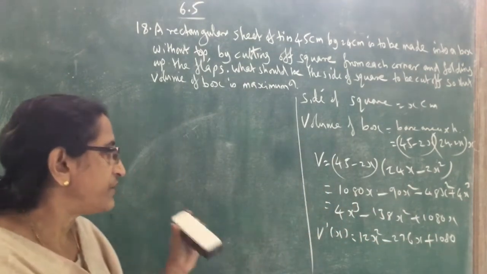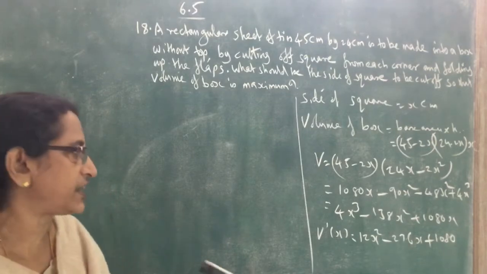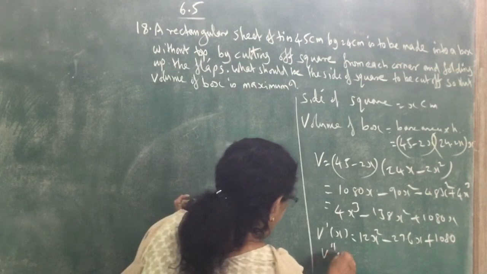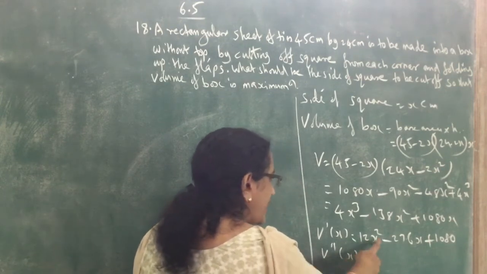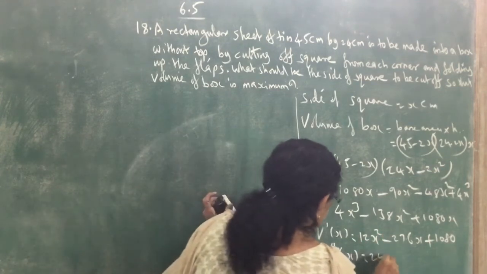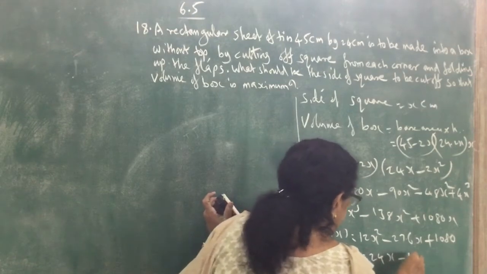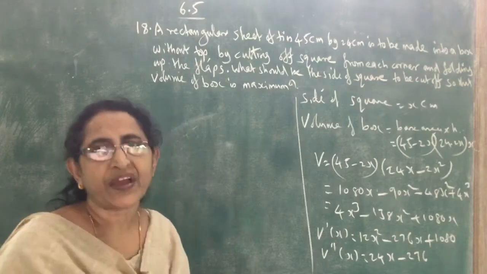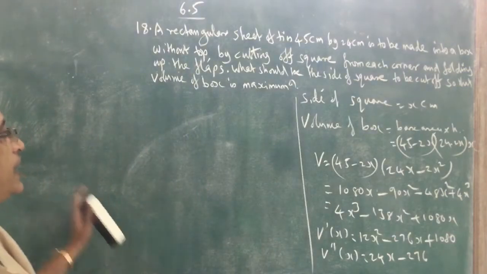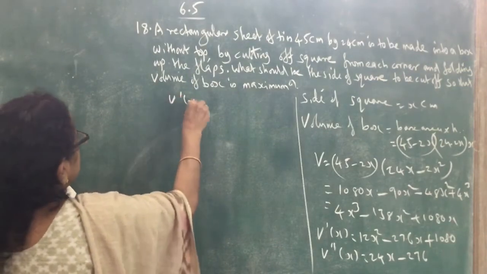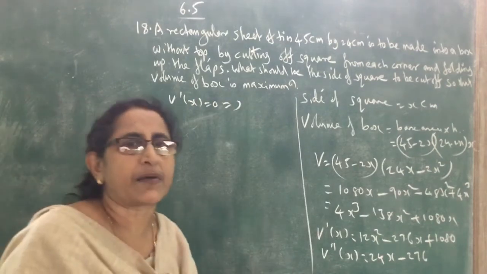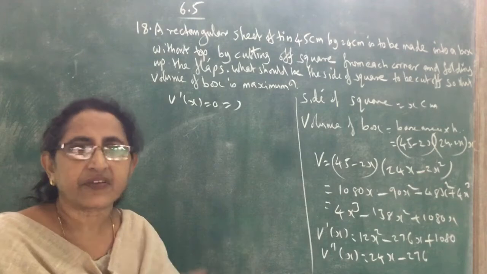Now we can find v dash x equal to 0 to get x. Then we can find the second derivative. Second derivative: 12x squared gives 24x, minus 276 into 1, that is 276, plus the derivative of 1080, which is 0. So we found the second derivative also. Now, when the volume of the box is maximum, the derivative will be 0.